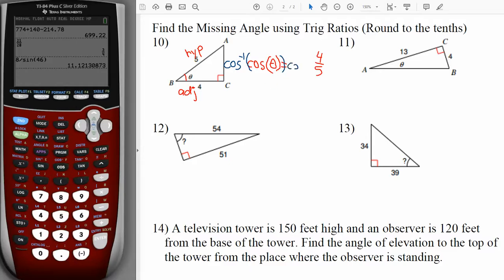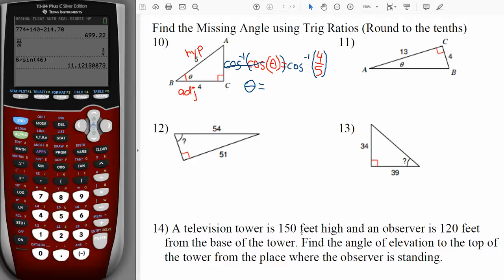And again, what you do to one side, you do to the other in equations. So the cosines cancel, and we're left with theta equals the inverse cosine of 4/5.